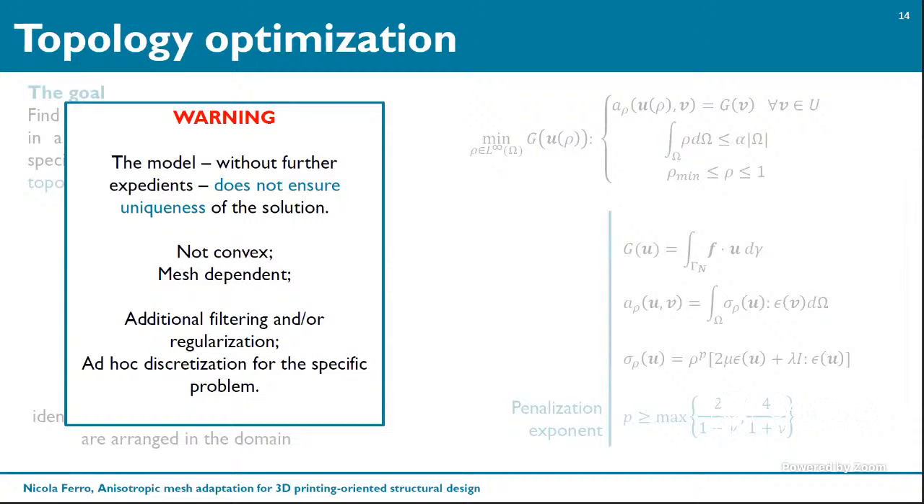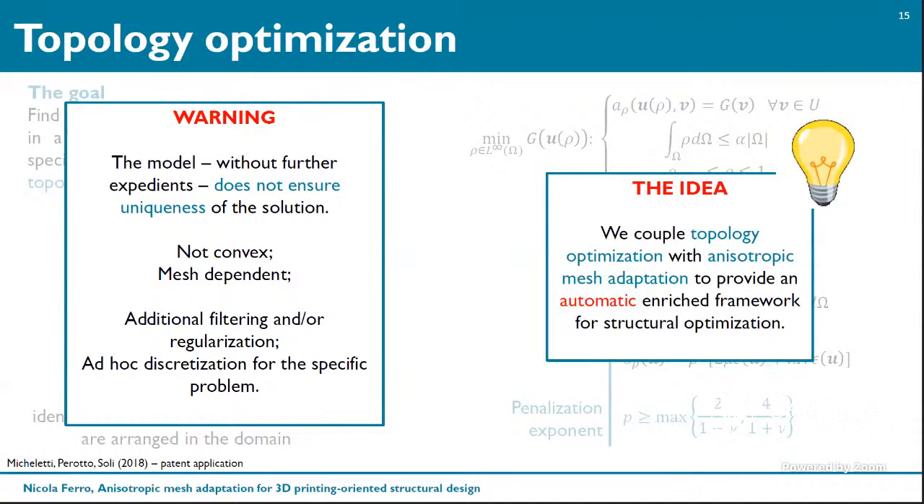But today I will present an idea that is more about the numerical discretization. In particular, what we want to do is to couple topology optimization as it is stated so far with anisotropic mesh adaptation in order to have an automatic framework that can address structural optimization and that can deliver some good results in terms of quality of the structure, quality of the design, and quality of the mechanical performances obtained.